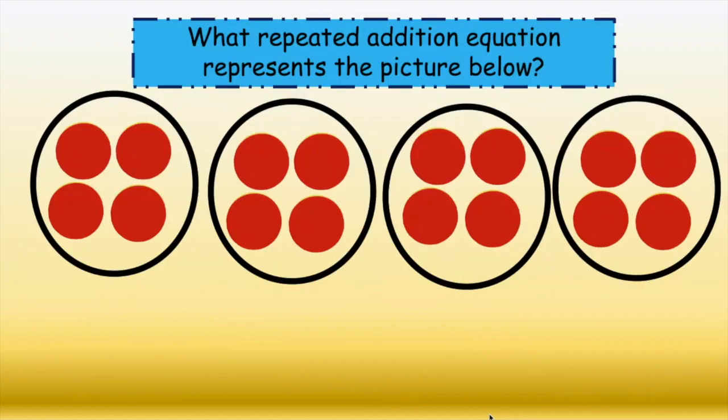So what repeated addition equation represents the picture below? So once again, we have equal groups. This time we have 4 groups, and then we have 4 counters in each group. So if we have 4 in each group, what number are we going to add repeatedly? If you said 4, you are correct. So our repeated addition equation is 4 plus 4 plus 4 plus 4, which equals 16.